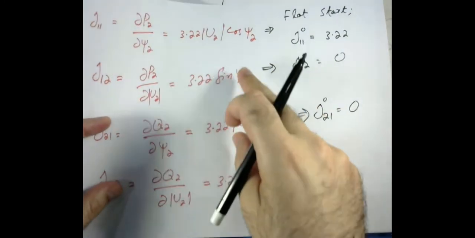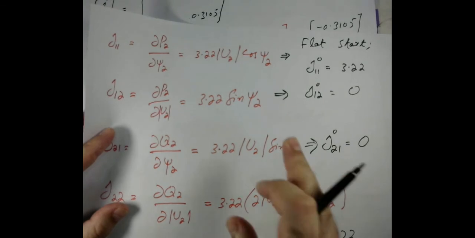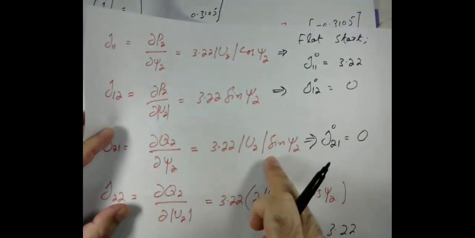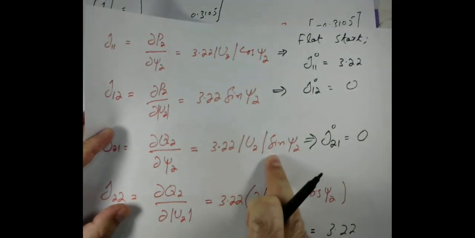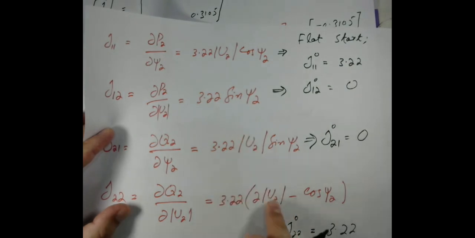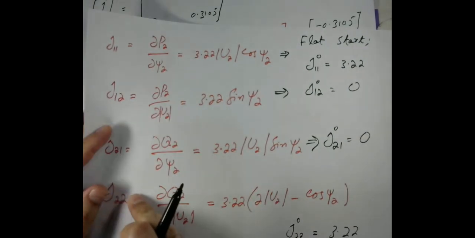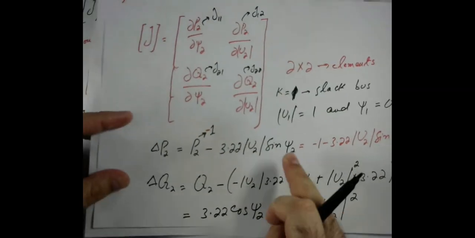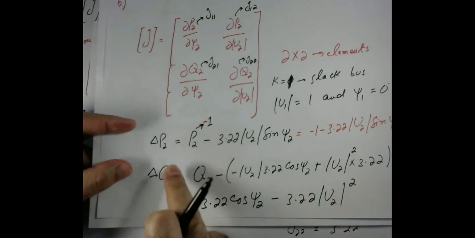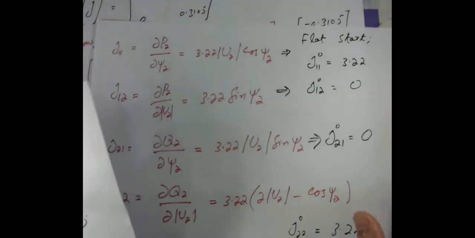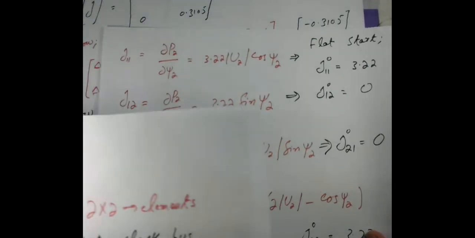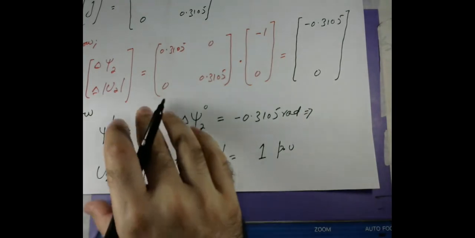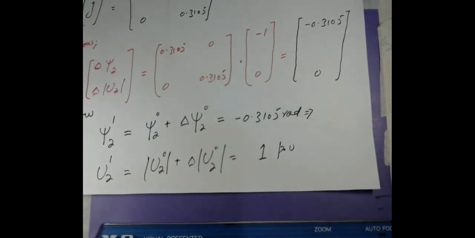Now the further calculation will be simple, because I will use the updated values of the angle and that of the voltage, which I know. Just putting those values I will get the Jacobian matrices, and also putting the updated values of the angle and the voltage magnitude, I will get the power mismatches. So let me first calculate the power mismatch and then the Jacobian matrix for the next iteration. Let me proceed with that.